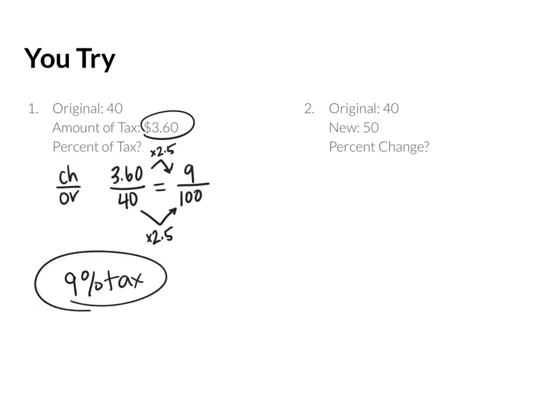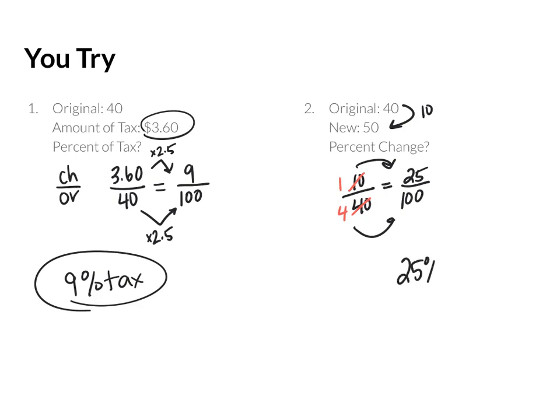For number 2, the original is 40, the new is 50. What was the percent of change? Well, it changed 10. I compare the change to the original, and I need to calculate what that is out of 100. Now remember, when you have a fraction, that we can reduce it. So this reduces to a fourth, and most of you would probably have memorized that a fourth is 25% of 100. If not, you would divide and multiply. But my percent of change is 25%.